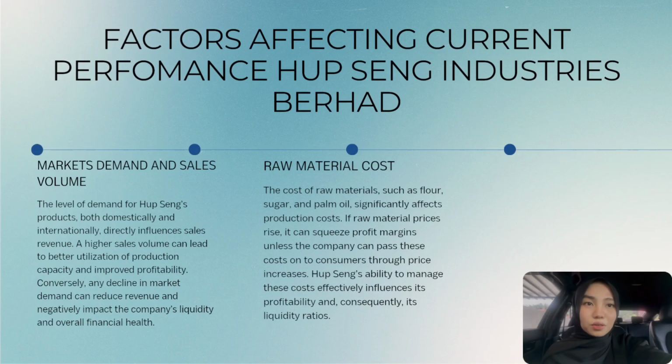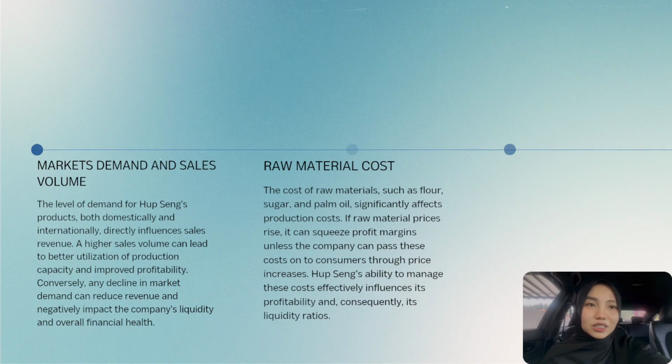The second one is raw material cost. The impact is the cost of raw materials such as flour, sugar, and palm oil significantly affects production costs. If raw material prices rise, it can squeeze profit margins unless the company can pass this cost on to consumers through price increases. Hup Seng's ability to manage this cost effectively influences its profitability and consequently its liquidity ratio.